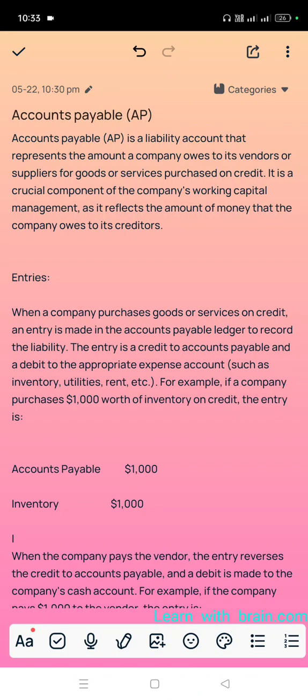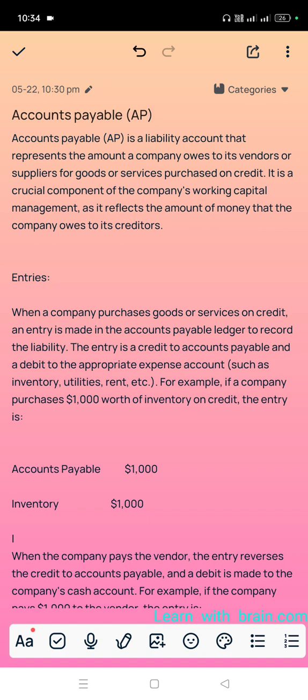Now we discuss accounts payable. Accounts payable is a liability account that represents the amount a company owes to its vendors or suppliers for goods or services purchased on a credit basis. So accounts payable is an amount owed by the company to its vendors or suppliers for goods or services purchased on credit.